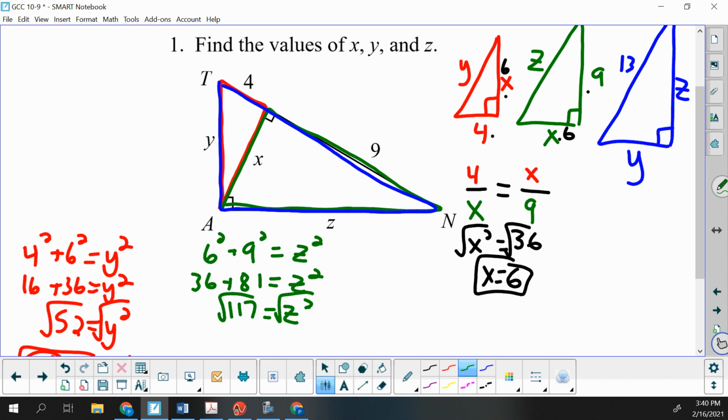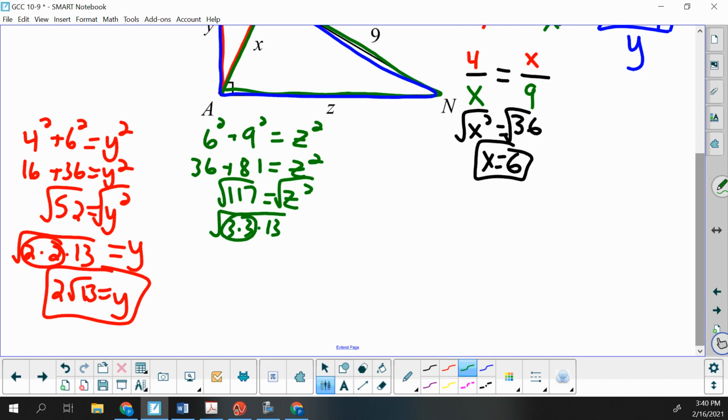Take a square root, and when we do square root of 117, it doesn't come out nice. So do your menu, number, factor, and you'll get 3 times 3 times 13. So one of the 3's will go out front. So 3 square root of 13 is our value of z.